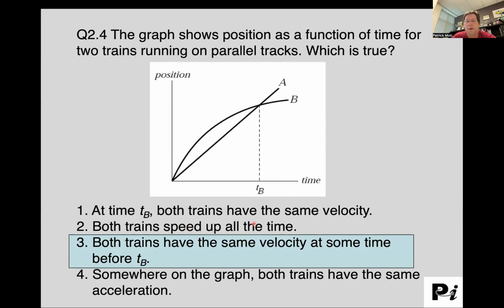Both trains speed up all the time, not true. Train A keeps a constant velocity. Somewhere on the graph, both trains have the same acceleration, not true, because train A has no acceleration. Its velocity is constant, it's a constant slope. All right, so the only one that's true is that both trains have the same velocity at some time before T sub B.